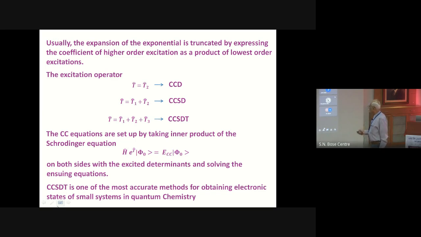And you have to solve the Schrodinger equation, which is H e to the power T psi naught is equal to E_CC psi naught, and this can be solved by standard methods like linear algebraic equation solvers. It is one of the most accurate methods for obtaining electronic states of small systems in quantum chemistry. It's widely used.